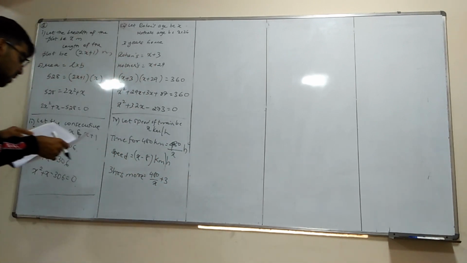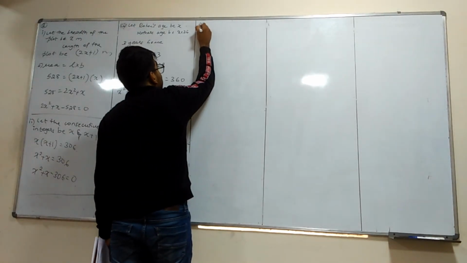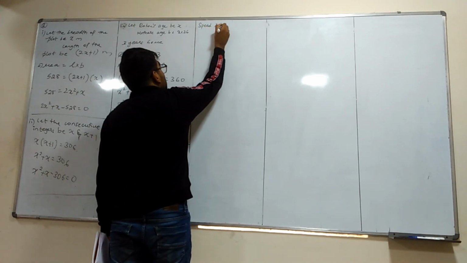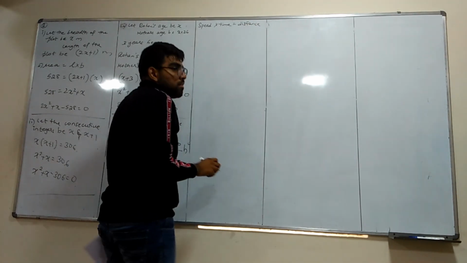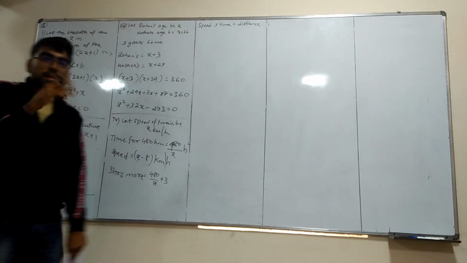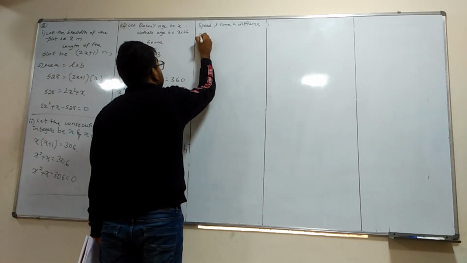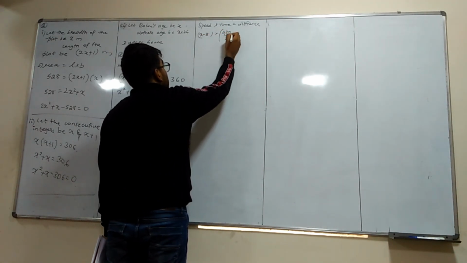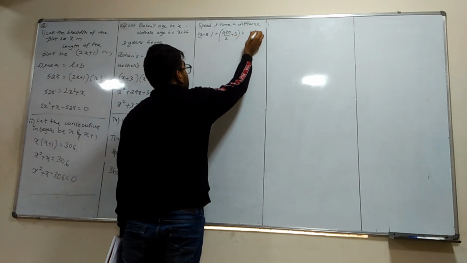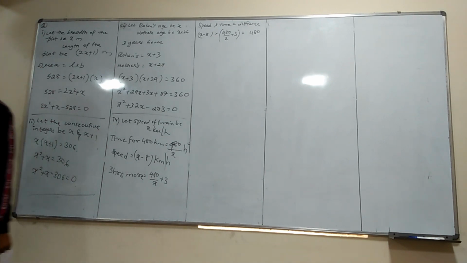After 3 more hours, it will be covering the same distance, 480 kilometers. So how can you calculate this? Speed into time is equal to distance. This you would have learned in your physics. Speed is equal to distance by time taken. The speed here is x minus 8, the time here is 480 by x plus 3, and this is equal to 480. Distance is 480 kilometers, after 3 hours also it is covering the same distance.